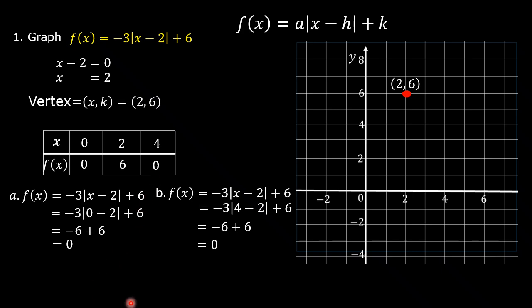Let us plot these points on the coordinate plane. This is point 0 comma 0.